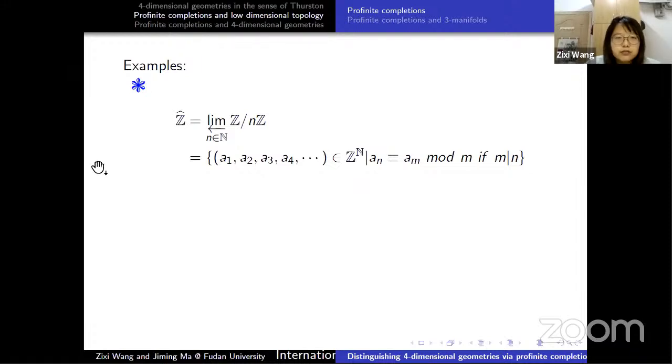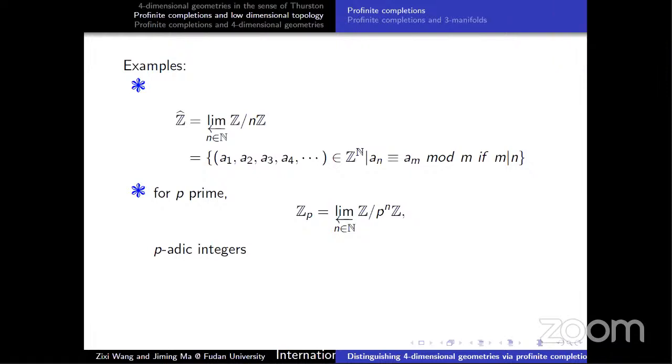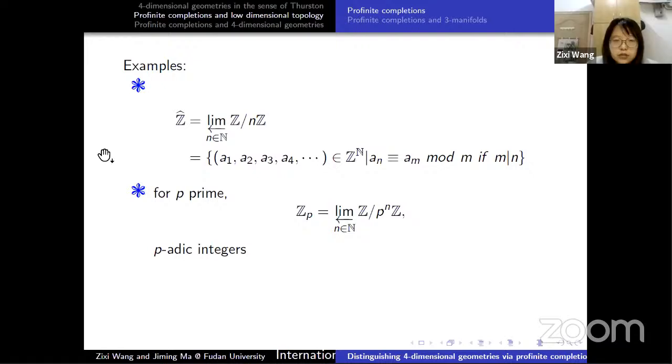We should give some examples of profinite groups. Firstly is the profinite integers, which is the inverse limit of all the cyclic groups of n elements, such that the elements of the profinite completion of Z satisfy the congruence relations. The next example is the p-adic integers, the inverse limit of the quotients of the integers by p to the nth power. The theorem that we always use is that the profinite completion of Z is the direct product of all the p-adic integers, where p runs over all the prime numbers.